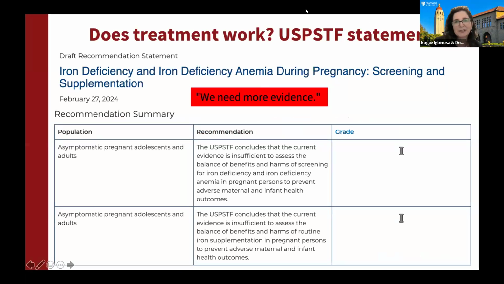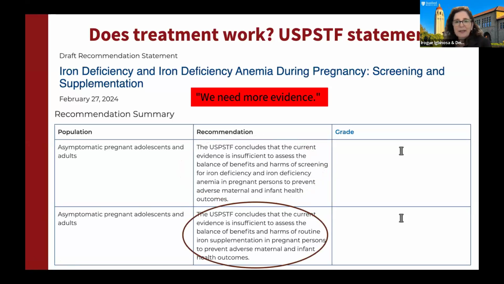So I want to start by highlighting what may be a little bit of the elephant in the room. There was a recent United States Preventive Services Task Force statement that reiterates what they've said in the past, but this gets thrown around and quoted, so I just want to bring it up here. Essentially, they concluded that current evidence is insufficient to assess the balance of benefits and harms from screening for iron deficiency and iron deficiency anemia in pregnancy, as well as to treat.